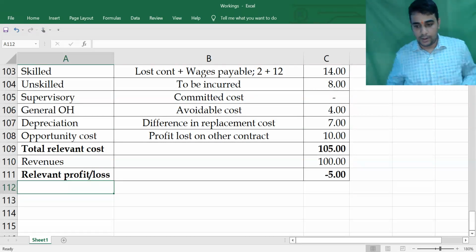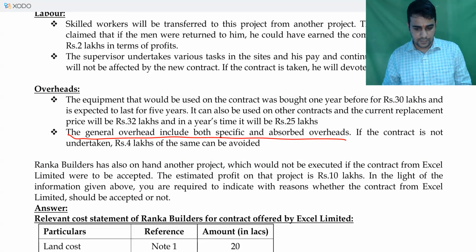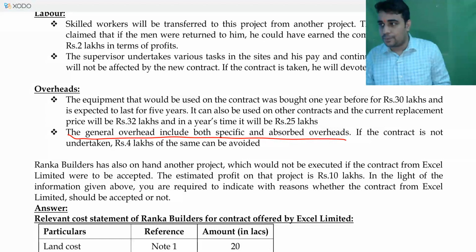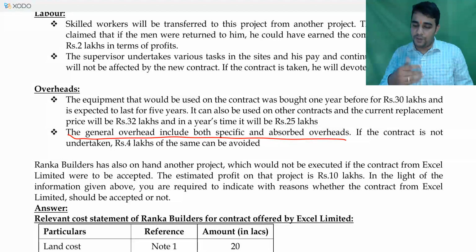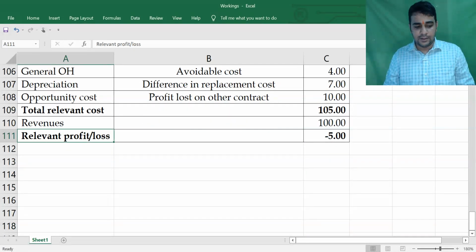Okay. Now the question has asked us, in light of the given information, to indicate with reasons whether the contract from Excel Limited should be accepted or not. This was an old syllabus exam question. I have just done that. Now the conclusion alone, when it comes to the new syllabus, undergoes a slight bit of change. What is the conclusion change? I'll explain. Now listen.